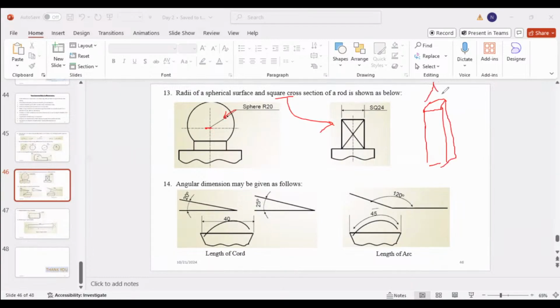So this is the top view. Then you have to mention that this is a square rod. SQ is used to mention that it is a square, and the length of one side is 20.